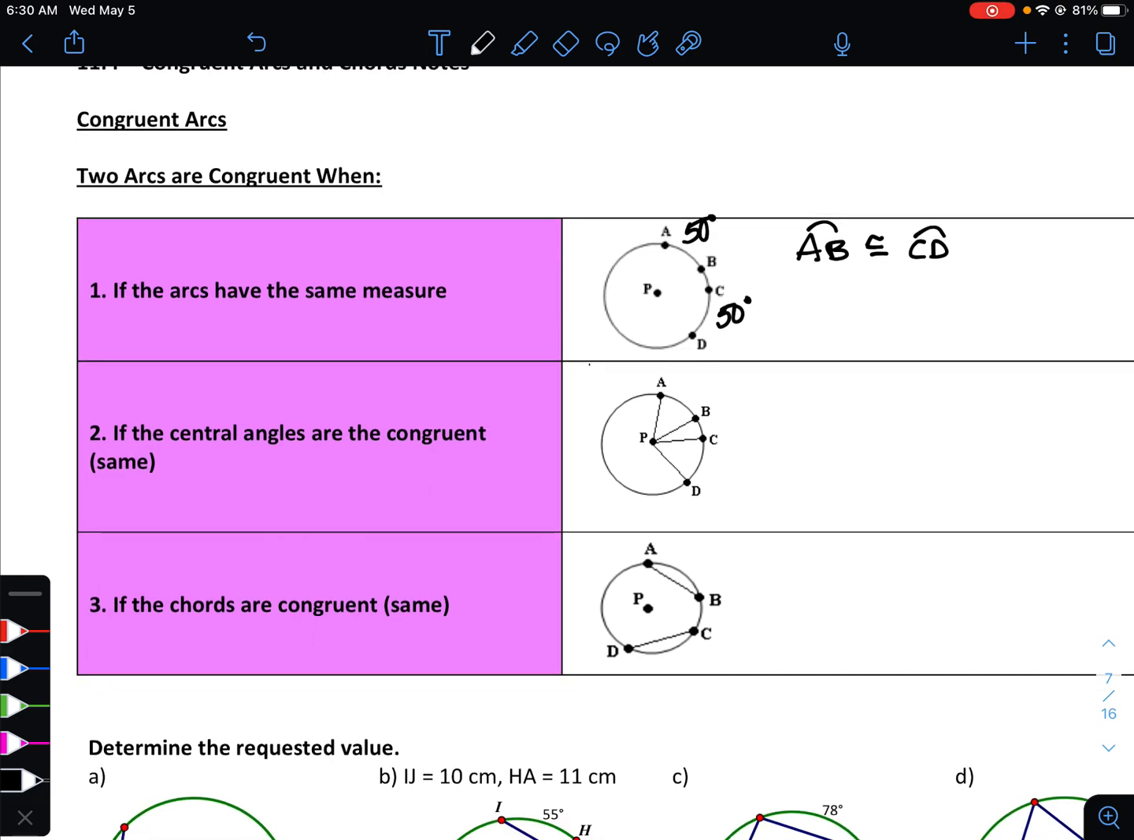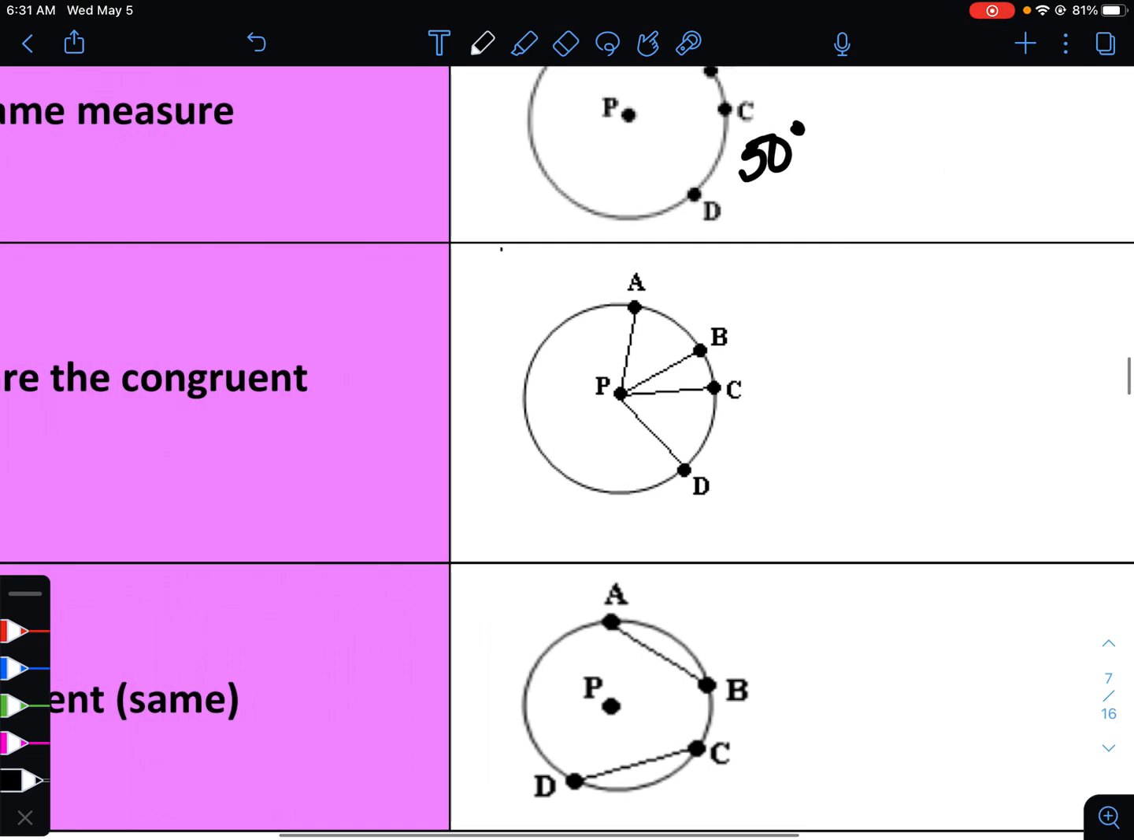We could also say they are congruent if the central angles are congruent. So if we, let's say, didn't know the measure of the arcs, but knew the measure of the angles, and these two angles were congruent, then once again we could say that arc AB was congruent to arc CD.